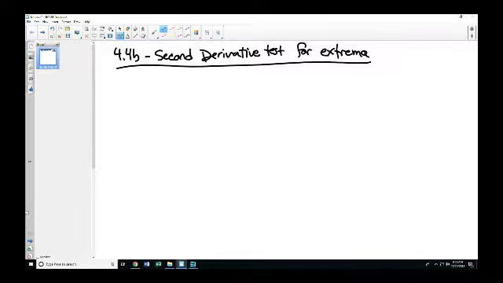Derivative test for extrema. I'll just show you the second derivative test because it involves the second derivative, obviously. So, can somebody detail for us the first derivative test? How do we, just to summarize, what's the first derivative test? Anybody?